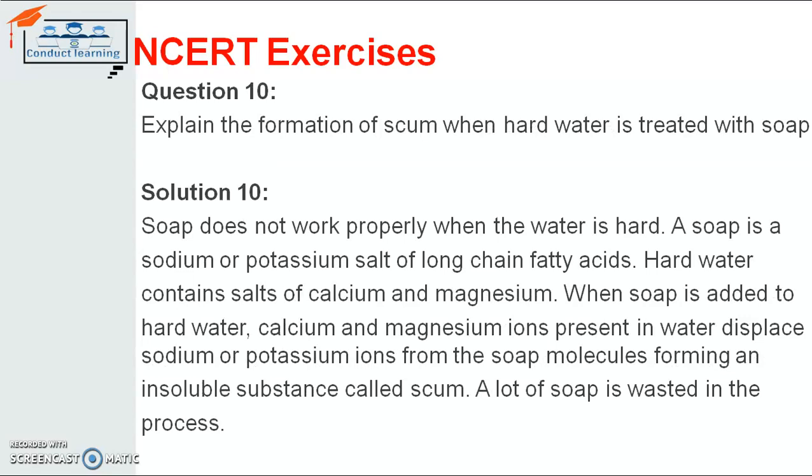Explain the formation of scum when hard water is treated with soap. When soap is used with hard water, a large amount of scum is produced. The soap is a sodium or potassium salt of long chain fatty acids, and hard water contains salts of calcium and magnesium. When soap is added to hard water, calcium and magnesium ions present in the water displace sodium and potassium ions from the soap molecules, forming an insoluble substance called scum. So that's why we do not use soap with hard water.